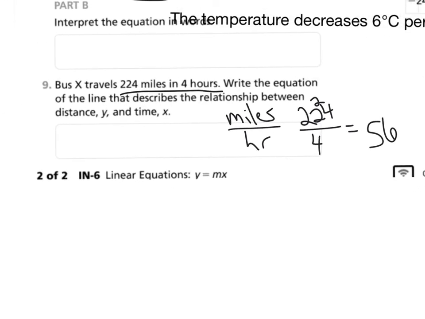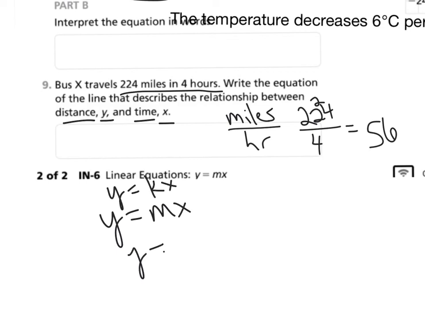And actually they told us distance y and time x. So our equation is like y equals mx or y equals kx. And so our equation is going to be y equals 56x. So this gives you an idea of what we're looking at in lessons 2.5, 2.6, IN5, and IN6.